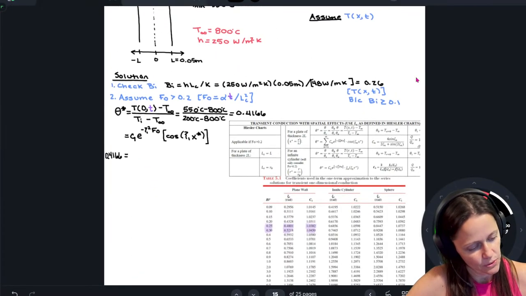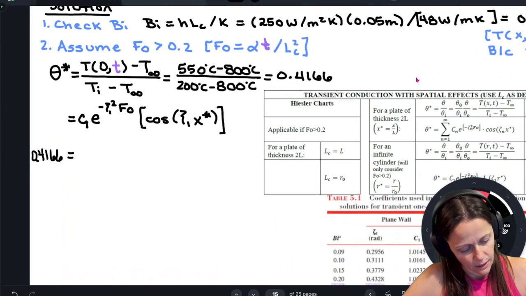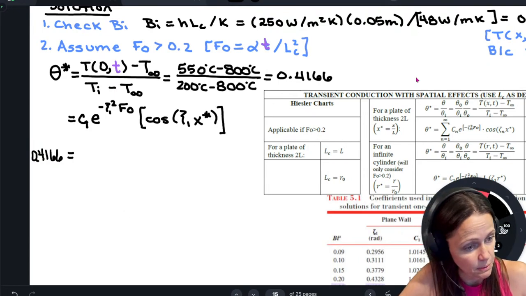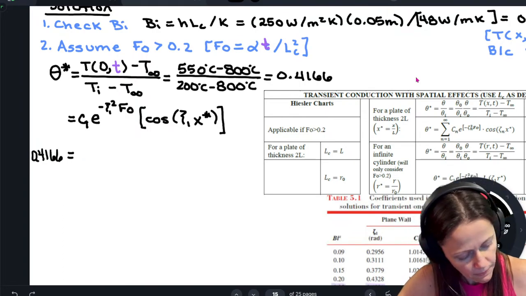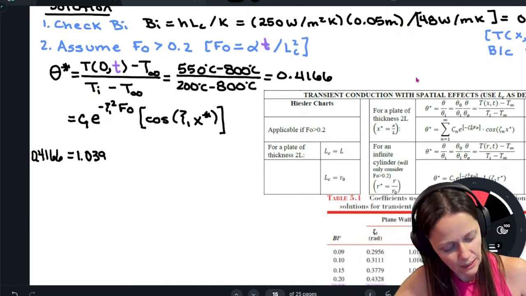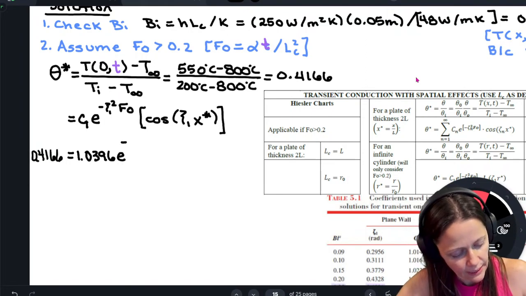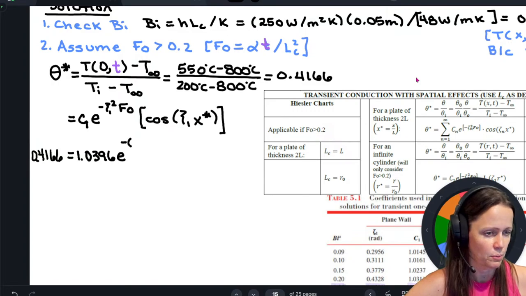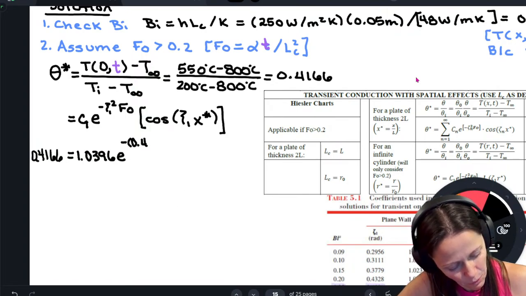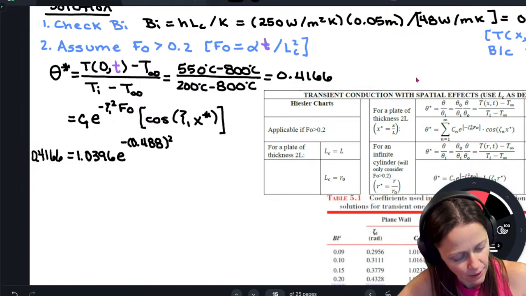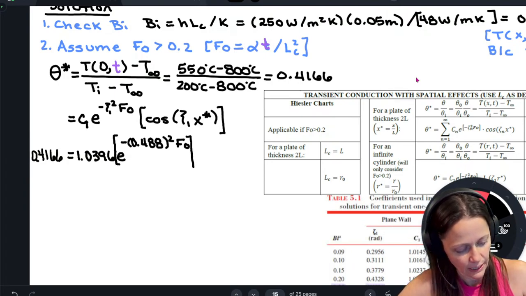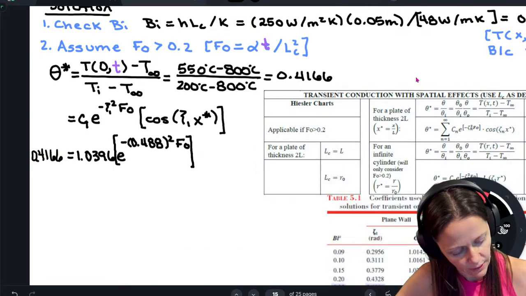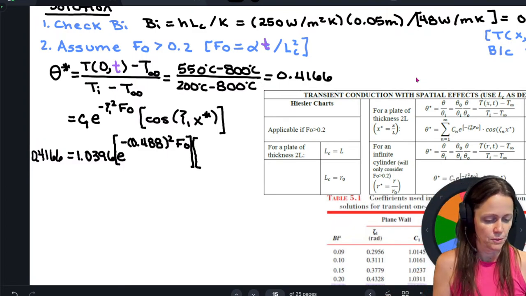So, all right, let's just write down some stuff here now. C1 I interpolated to be 1.0396 e to the negative zeta 1, which was 0.488, squared, times that Fourier number. So remember this whole thing right there, that is our time dependence portion. And then we have the other portion that's dealing with the position.